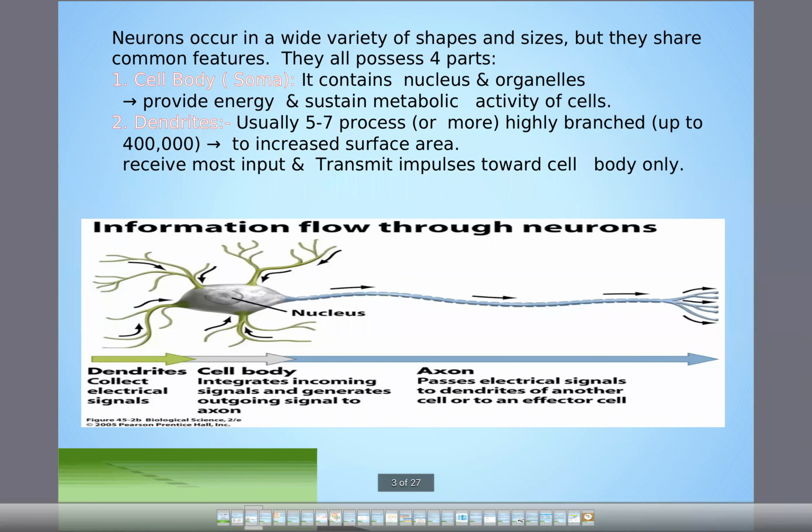These receive most of the input and transmit impulses toward the cell body.